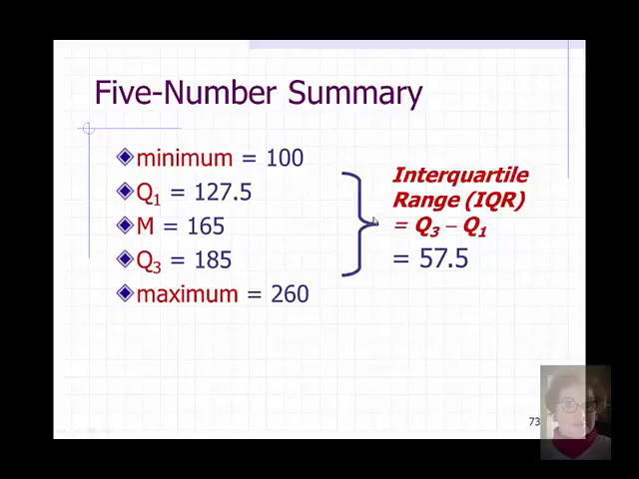Now, again, that interquartile range, the distance between quartile 1 and quartile 3, is a really good measure of spread. Remember when we had the bell-shaped distribution, we said that 68% of the data is within 1 standard deviation of the mean. Well, that's kind of like here. We're saying half of the data is in these 57.5 pounds from 127.5 to 185.